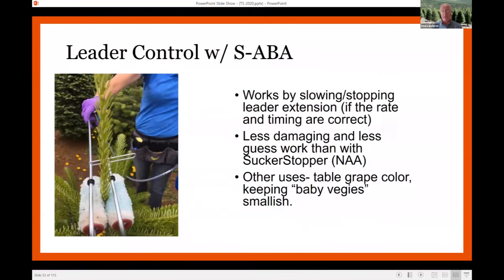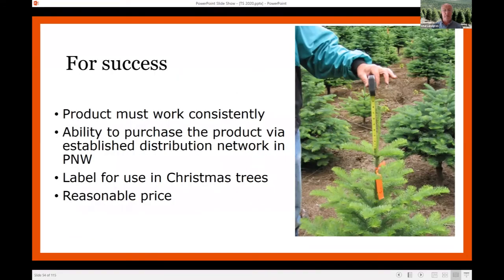Just real briefly, in the time that's remaining, we're continuing work with leader control, and we talked about culture work with Christmas trees. This is a product that we've been testing, abscisic acid, to limit the growth of the leader. The idea here is that you can apply this material with a device called an easy roller, rolled on the leaders, and you can use it to control the length that your leader grows.